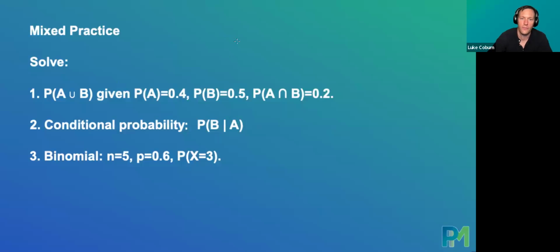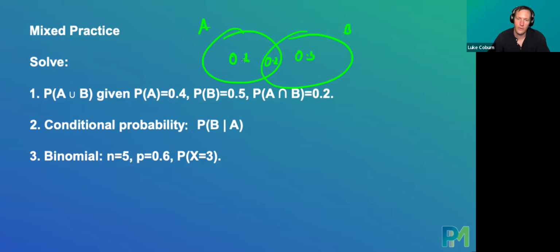So, okay, this one here, I would have left you to do this by yourselves, but the probability of A is 0.4, the probability of B is 0.5. This is A, and this is B. So there's a 0.2, a 0.2, and a 0.3. In total in A, there's a 0.2 and a 0.2, which gives us the 0.4. And in total in B, there's a 0.2 and a 0.3, which gives us the 0.5. That's a perfectly valid way to do this question, just with Venn diagrams.